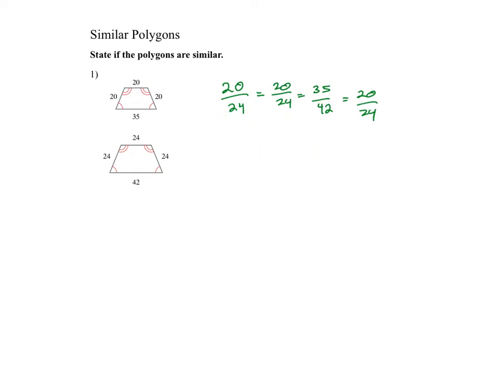Let's simplify them. So this is 5 over 6, 5 over 6. And now this one I can divide by 7 on both of them. So this one I'm dividing by 4, that one by 7. So this is 5 over 6 and 5 over 6. So that means that those two polygons are similar polygons, right? And in this case, the scale factor from this first one to the second one is 5 over 6.